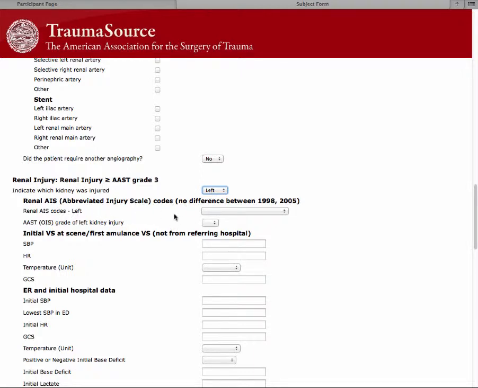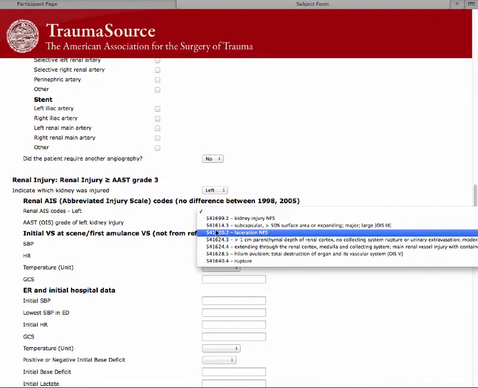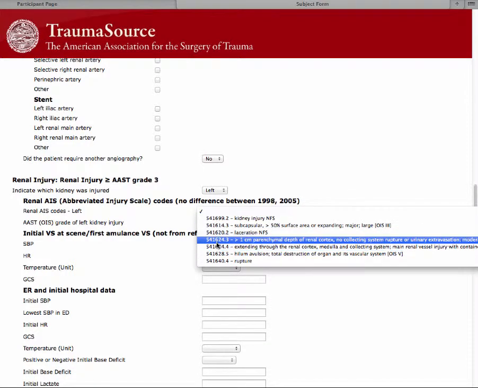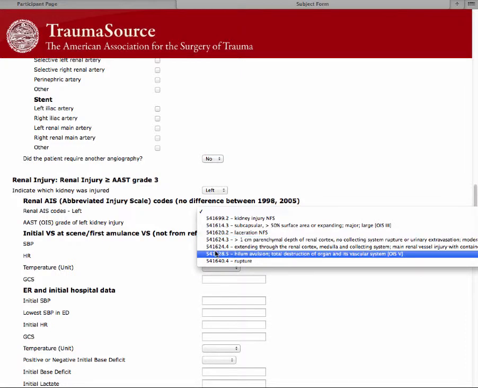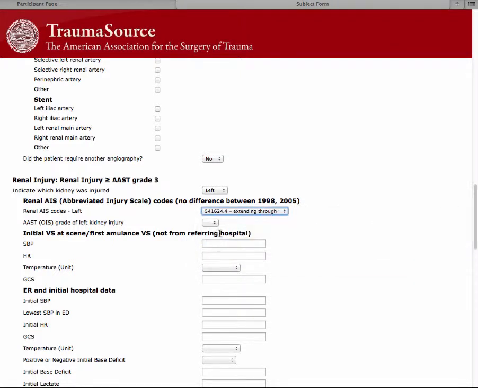And the renal AAST injury code. This is somewhat redundant. This has to do with these AAST codes, and this patient had a grade 4 injury. So this is the grade 4 injury extending through the renal cortex, medulla, and collecting system, since the patient was leaking urine. And then the grade of the left kidney injury, just the AAST grade, which is the same as this grading system. This is somewhat redundant, as I mentioned.